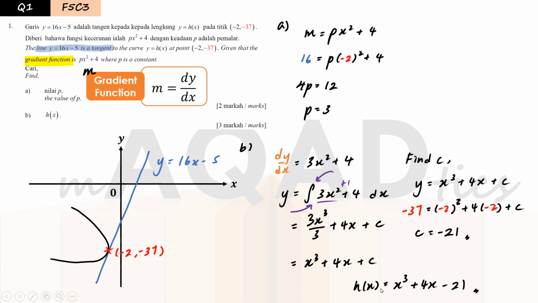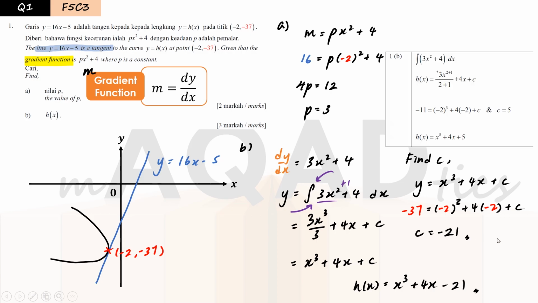Make sure that you don't write y here, make sure you write h of x, because the question requires h of x. Also, if you look at the answer scheme here, it's a bit different from mine. When I look back at the workings, you can see that there's a -11 here. This -11 should be the y coordinate, but I'm not sure why it is different from the given y coordinate here. That's why it is different from mine. But if we follow -37, it should be -21 as the c value.